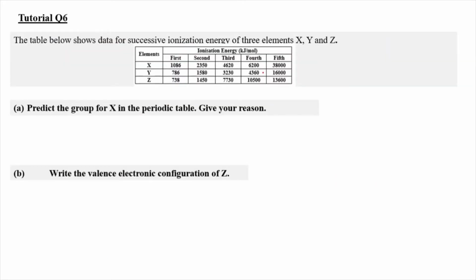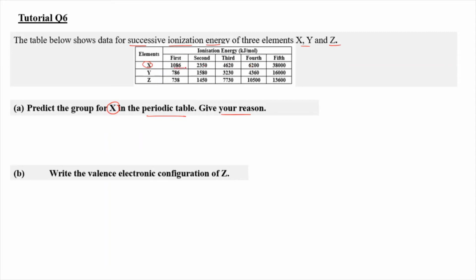So now for question 6, the table below shows the data for the successive ionization energy for the 3 elements X, Y, and Z. So here is the data that has been given. For question A, we need to predict the group for X in the periodic table, and then we need to give the reason. So the element X here will have the ionization energy as shown here.